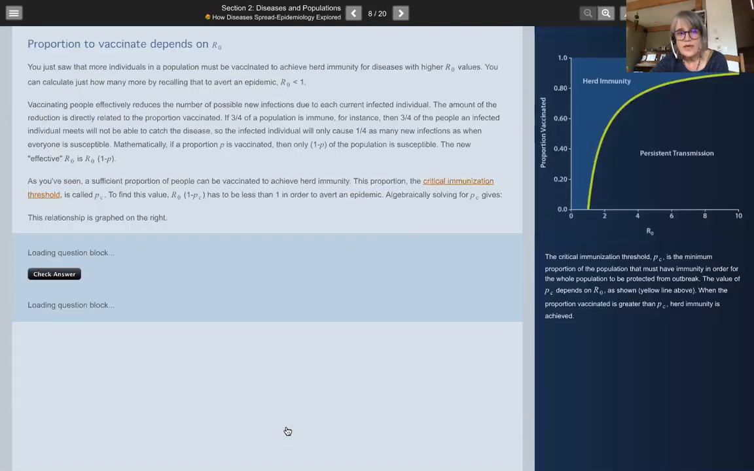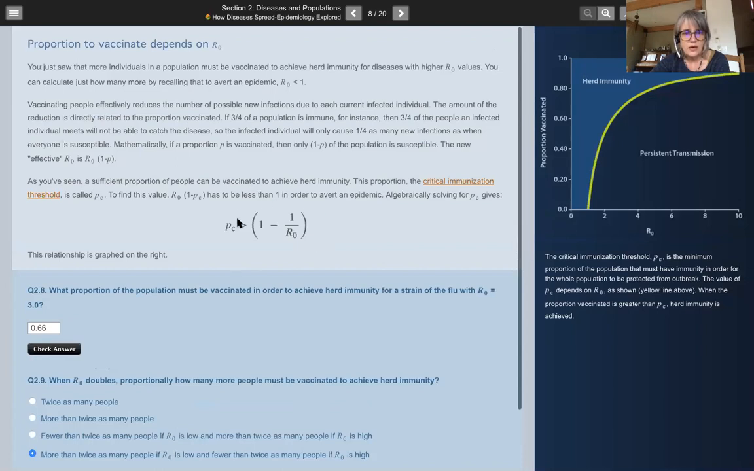Okay, the other thing was this formula right here. I don't want you to freak out about this formula, but it is 1 minus 1 divided by the reproductive rate. This is a critical threshold. It is the minimum proportion of the population that must have immunity in order for the whole population to be protected from the virus or from whatever is causing a person to be sick. This is what they're talking about online about herd immunity.